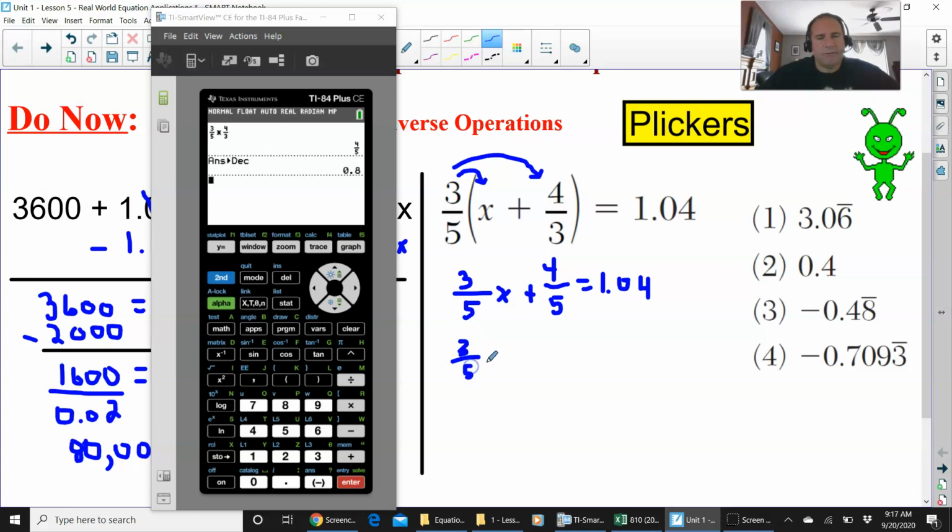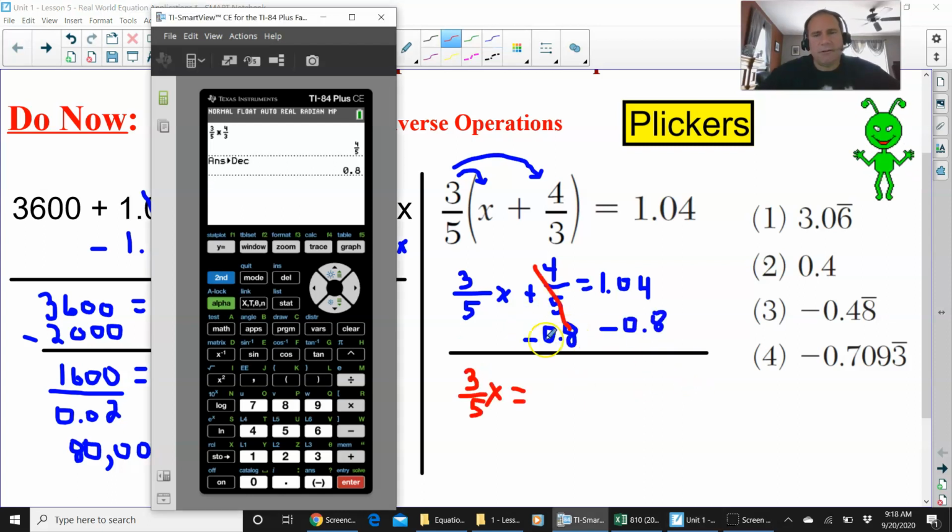Hopefully you are past this. 3/5 x. And then I'm going to minus the 4/5, which is, so take a look, I minus that 0.8, which is the 4/5, and I minused it on both sides. I brought down the 3/5, and I am going to do 1.04 minus 0.8. Easiest way to do it, and that is 0.24.